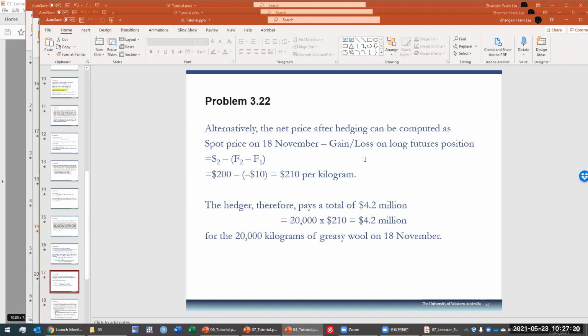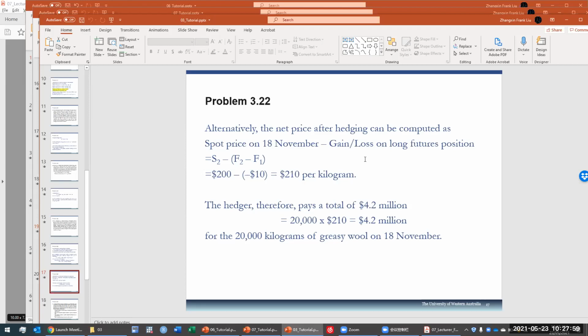If this number is positive, just imagine I'm paying $100 to buy an asset, but here I gain $10. If I gain $10, does that mean overall I pay more or less? I pay less, which is why here is minus. So in this case, think about this: this is my profit and loss from the underlying. But because I'm buying something, this is the price I pay for the underlying asset. S2 is the price I pay for the underlying asset.